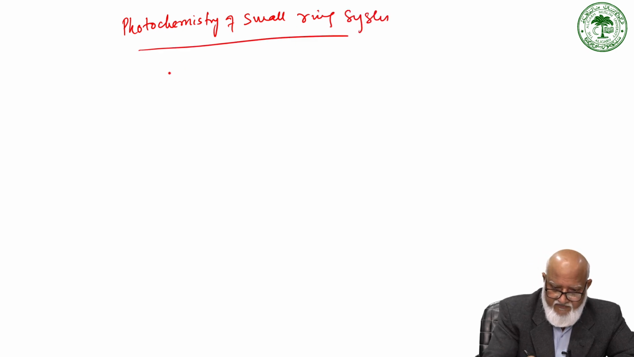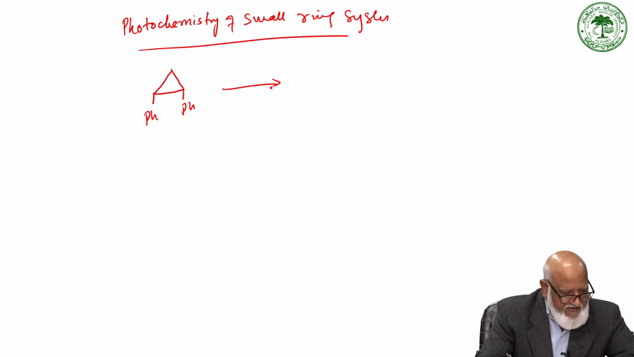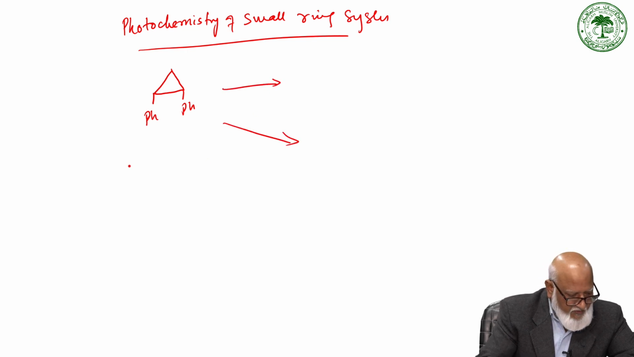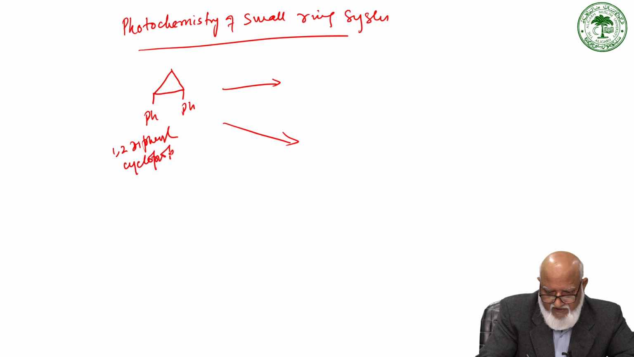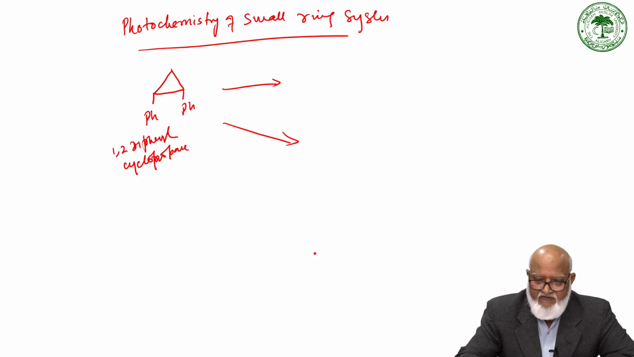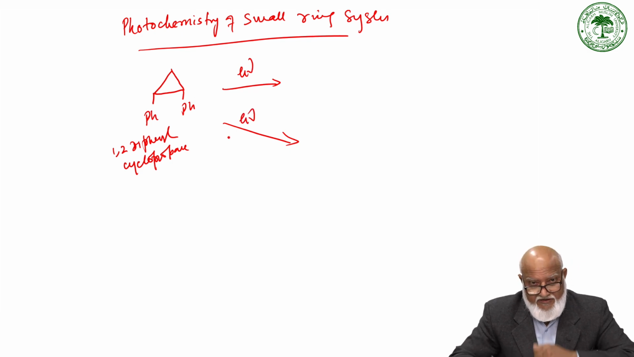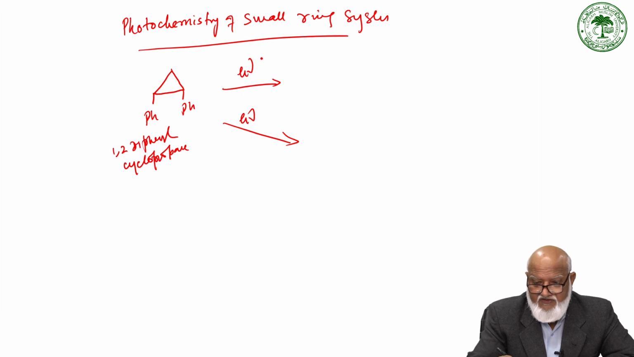So if we have a diphenyl cyclopropane, 1,2-diphenylcyclopropane, of course in a cis orientation, under photolytic conditions it can undergo reaction either via the S1 excited state in direct photolysis, or via the triplet excited state in sensitized photolysis.